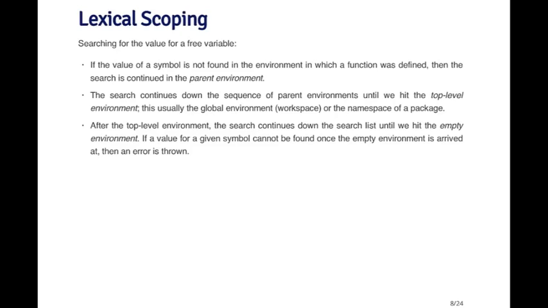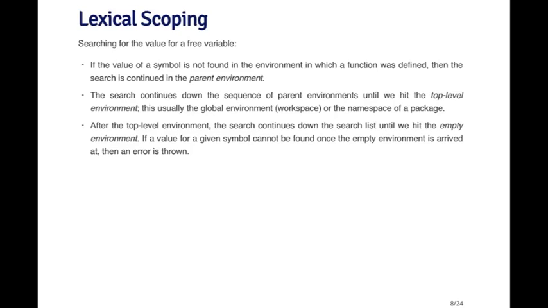Now, it's possible to define a function outside of the global environment. Generally speaking, a function will look for a value in the environment in which it was defined, and if it can't find it there, then it's going to look in the parent environment. And if it can't find it there, it will keep looking at the parent environment, and so on, until we hit what's called the top level environment. The top level environment is usually the global environment. However, if the function is defined in a package, then the top level environment is the namespace of that package.